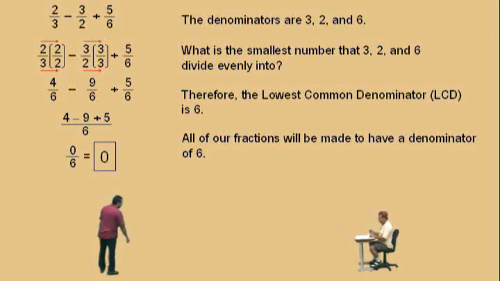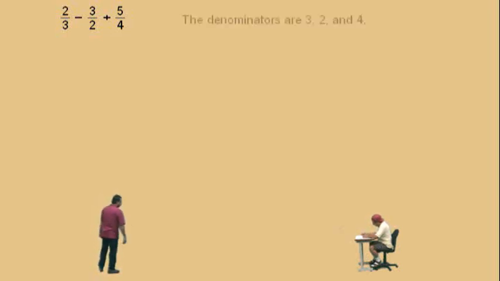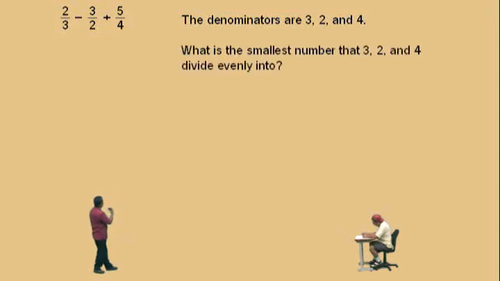Okay, so anyway, let's move on here. Now, here we have 2/3 subtract 3/2 plus 5/4 now, Charlie. Now, what are our denominators? 3, 2, and 4. Okay, now what is the smallest number that a 3, a 2, and a 4 divide evenly into? Be careful. This is why it's so important to know your multiplication tables.